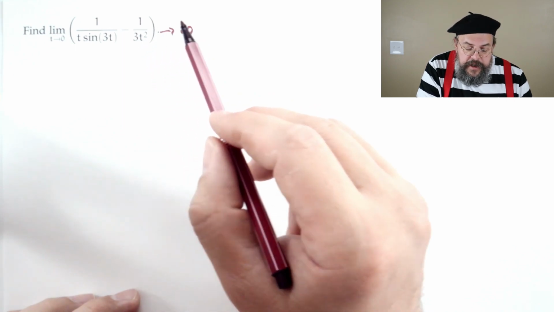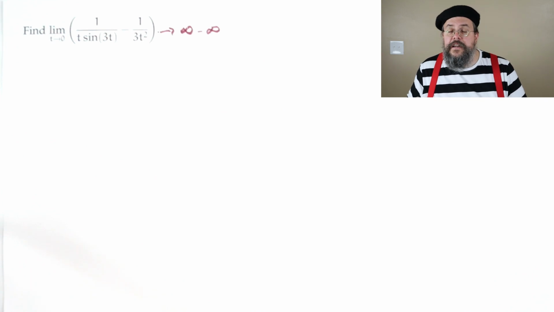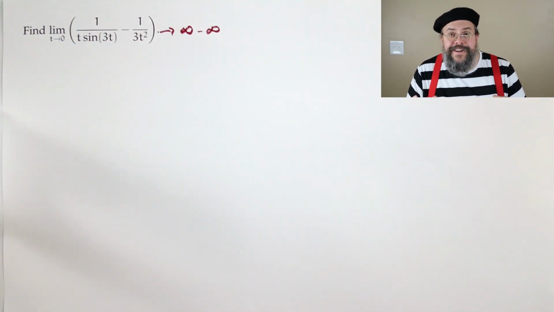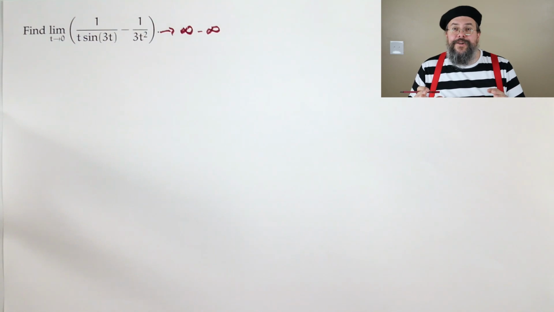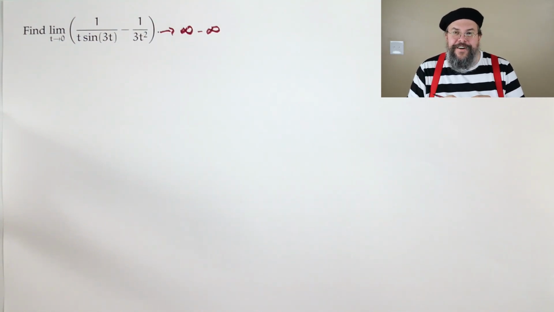And same thing's happening here. 1 over a very tiny number is a huge number. So it looks like an infinity minus infinity, which means it's indeterminate. We don't know what it is. But we're not giving up. It just means we need to do a little bit more work.